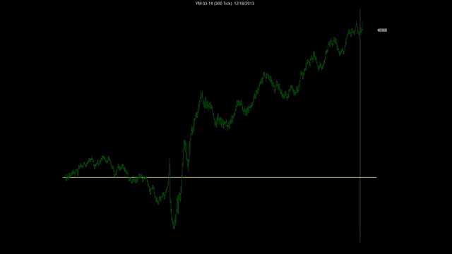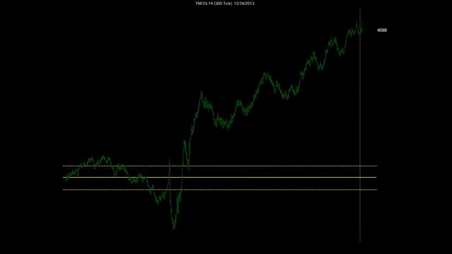Next, I'll show you the rotational inertia area, or RIA. The dashed gold lines above and below the baseline form the RIA. Derived from compressed volume at price data, this area is a reflection of historical expansion and contraction.